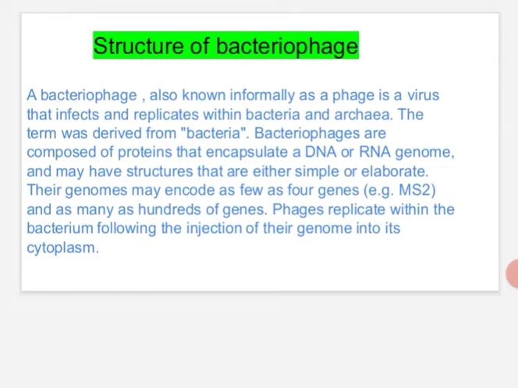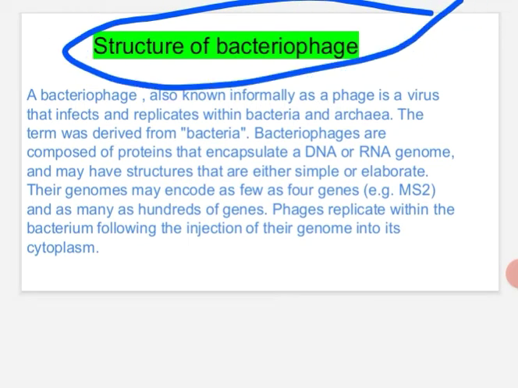Their genome may encode as few as 4 genes, that is MS2, and as many as 100 genes. Phages replicate within the bacterium following the injection of their genome into its cytoplasm.